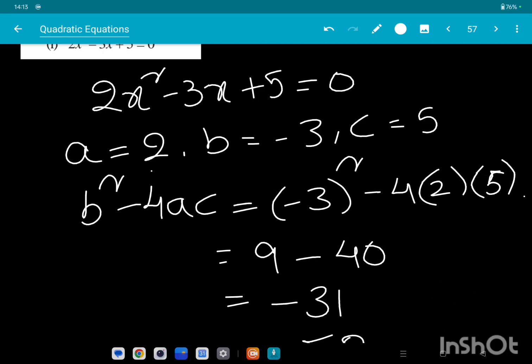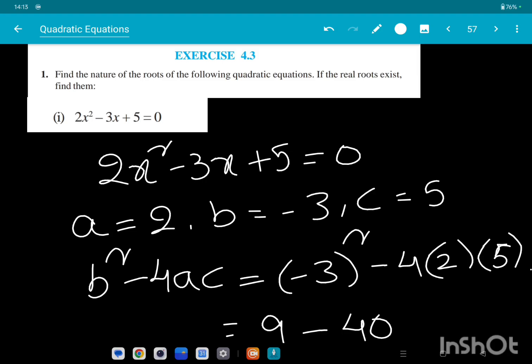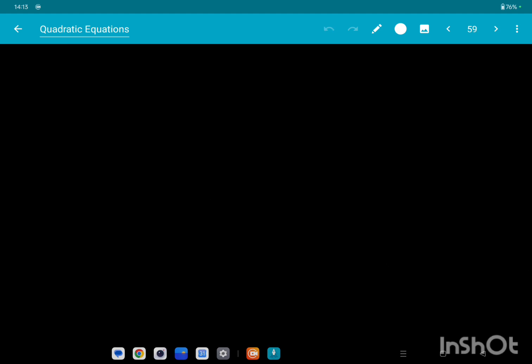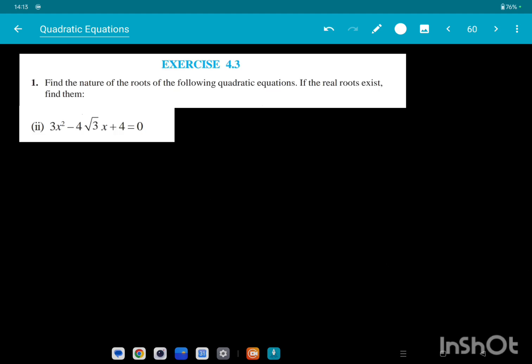In this question they are asking about the real roots, but no real roots exist, so we don't need to find any roots here. So this is the first problem and we are going to the next problem.